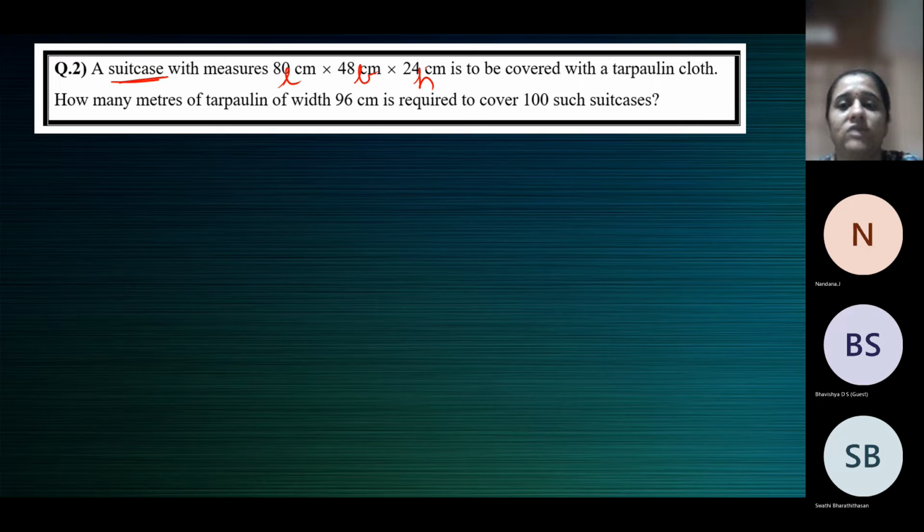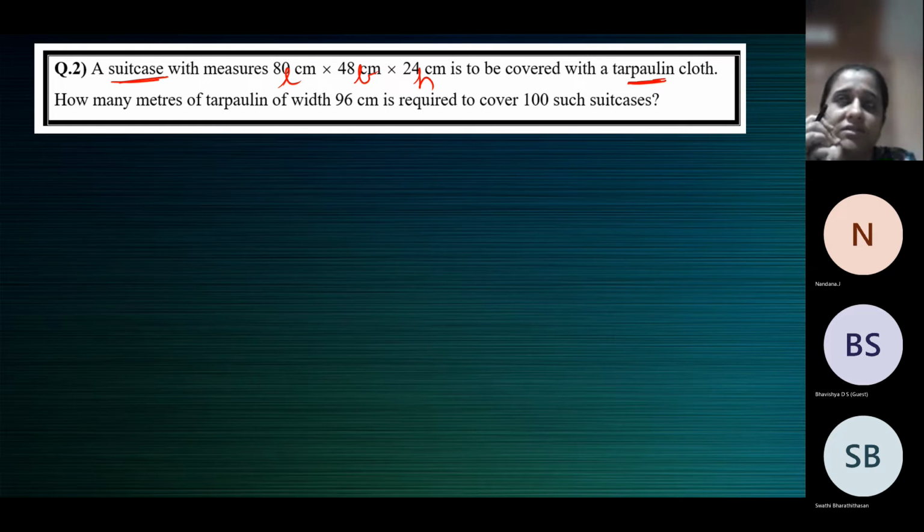Now you have to cover the suitcase with a tarpaulin cloth. Tarpaulin is a material like canvas. We say canvas shoes, right? The shoes which you wear during the sports day, white canvas. So like canvas, tarpaulin is a material. How many meters of tarpaulin of width 96 centimeters is required to cover 100 such suitcases?